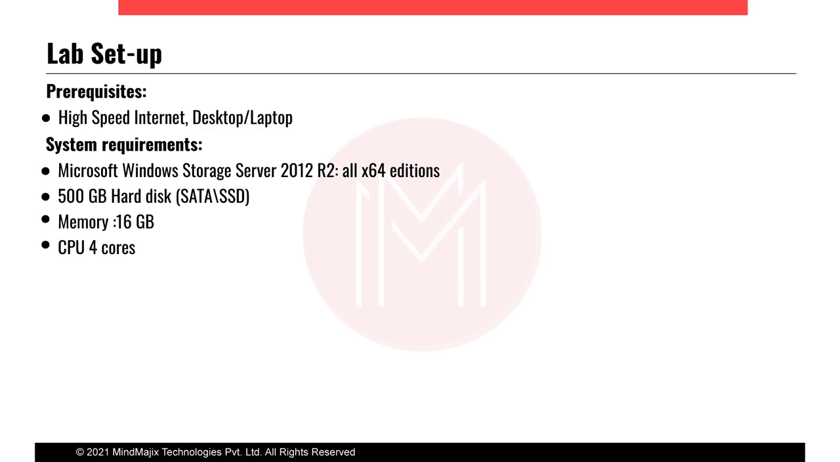IBM Tivoli Training lab setup. For this, you need a desktop or laptop with the following system requirements. You should have Windows Server 2012 R2 at least, and a 200 to 500 GB hard disk. It can be SATA or SSD. Memory should be 16 GB. You should have a CPU with 4 cores. I will show you how to install the TSM software, TSM client, everything. I will explain in later stages.